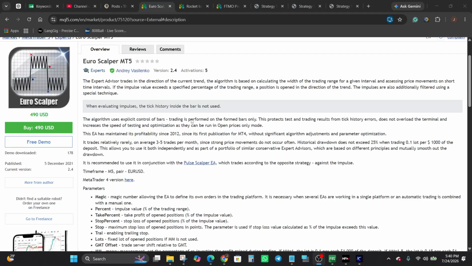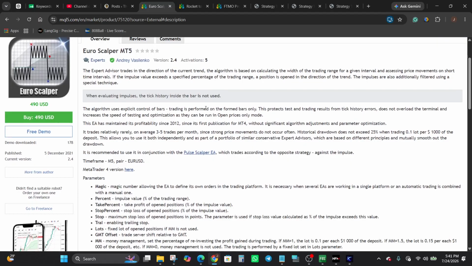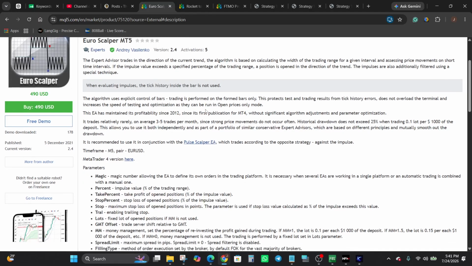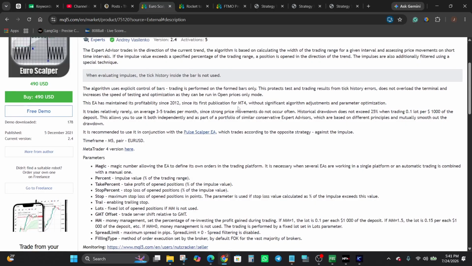Looking straight at the product page details, the developer notes that the EA is designed to trade in the direction of the current trend. All right. The core mechanism calculates the width of a trading range over a specific interval, and evaluates price movements on short time frames. Now, if a price impulse exceeds a defined percentage of that trading range, the EA opens a position in the direction of the trend using a custom filtering technique to refine entries.